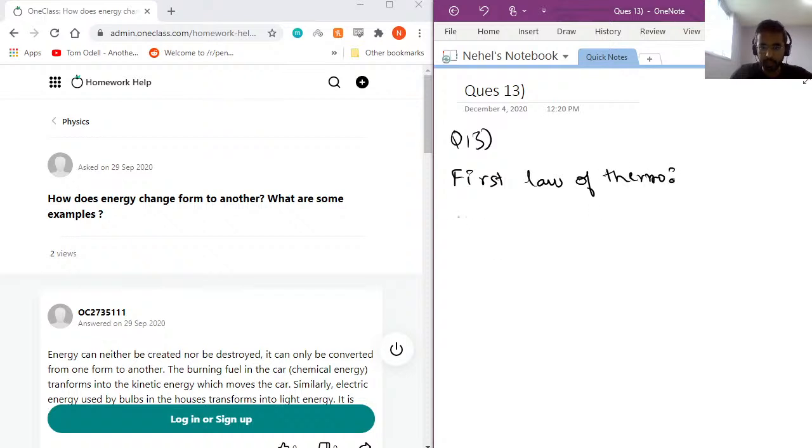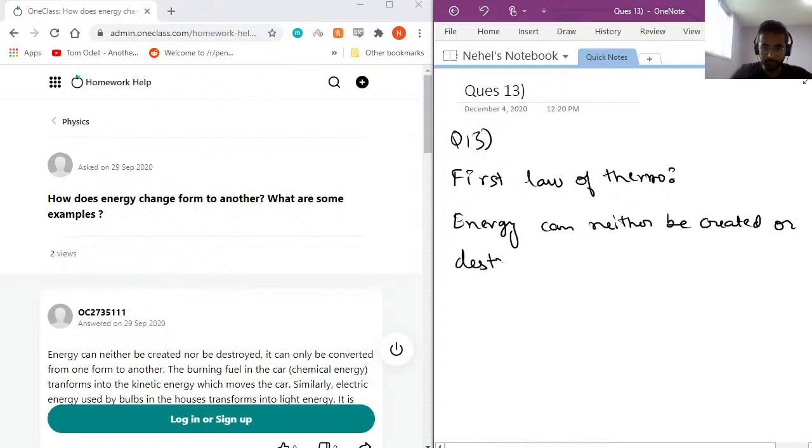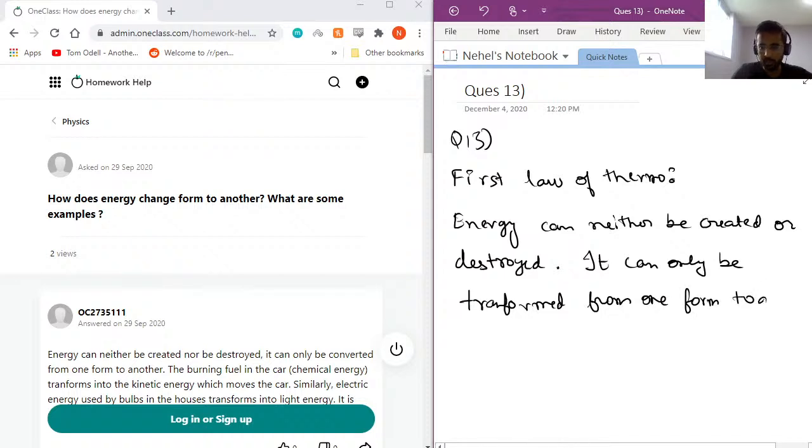we say that energy can neither be created or destroyed. It can only be transformed from one form to another.